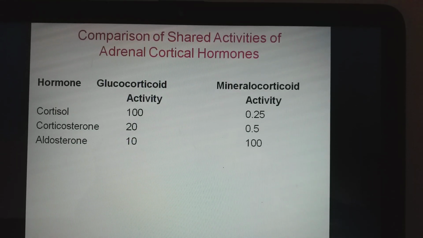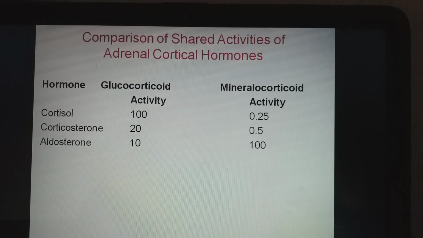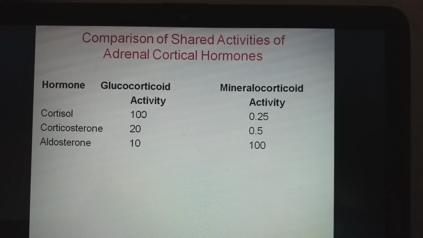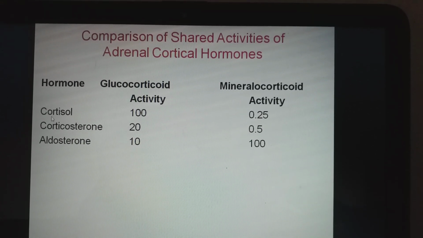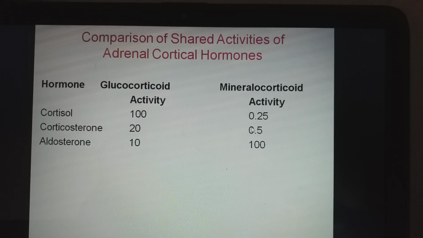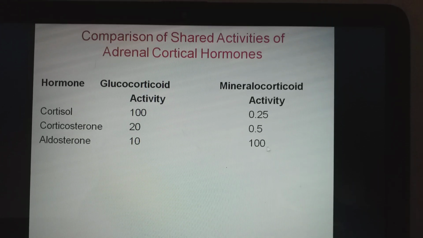When you compare the activity of these adrenal gland hormones, all of them show dual activity, glucocorticoid activity and mineralocorticoid activity. For example, cortisol predominantly shows glucocorticoid activity but has less effect on minerals, whereas aldosterone predominantly shows mineralocorticoid activity and has less effect on glucocorticoid activity.